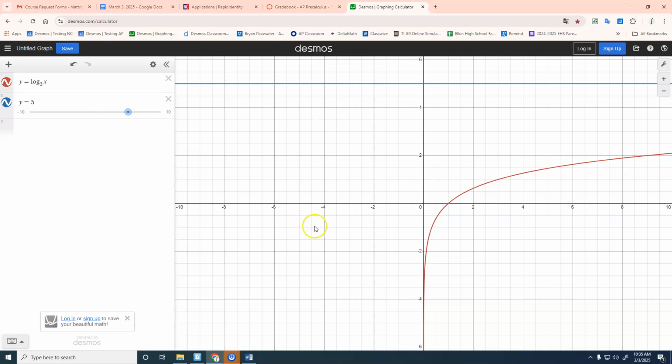So logs only have vertical asymptotes. They do not have horizontal asymptotes. Exponentials only have horizontal asymptotes. They do not have vertical asymptotes. But sometimes if you're looking at it on Desmos, it might look like they do.